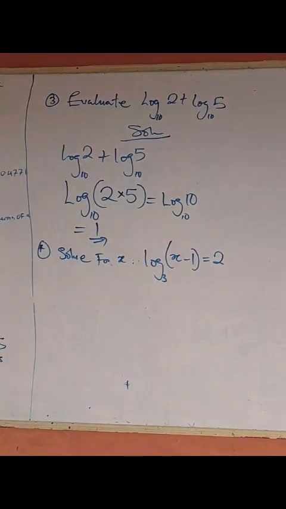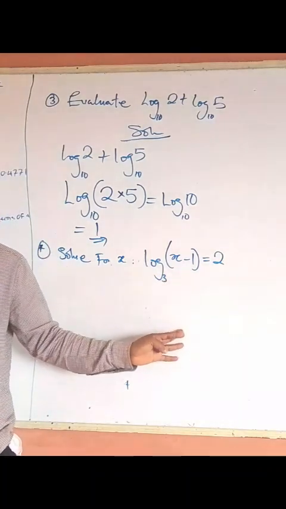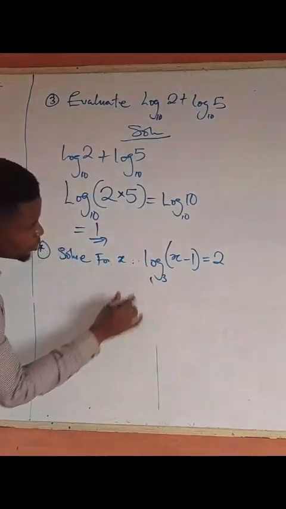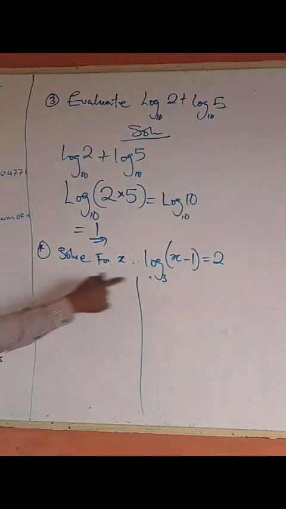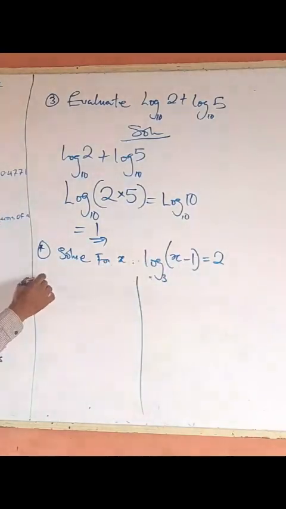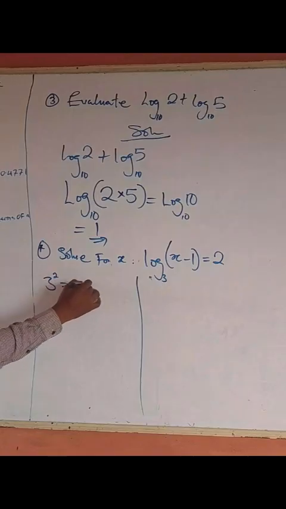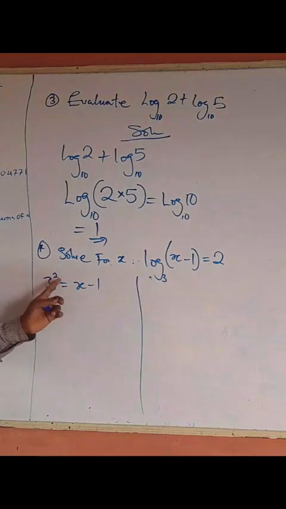So you can see, you already know the two methods to solve this, right? Let me repeat the two methods again so that people can get this. So what's the first method? The first method is just 3 raised to power what? 2, right? 3 raised to power 2 equals S minus 1.